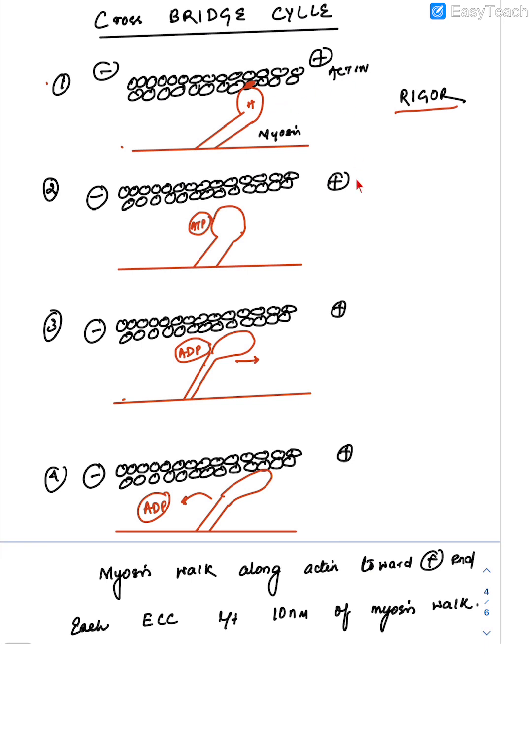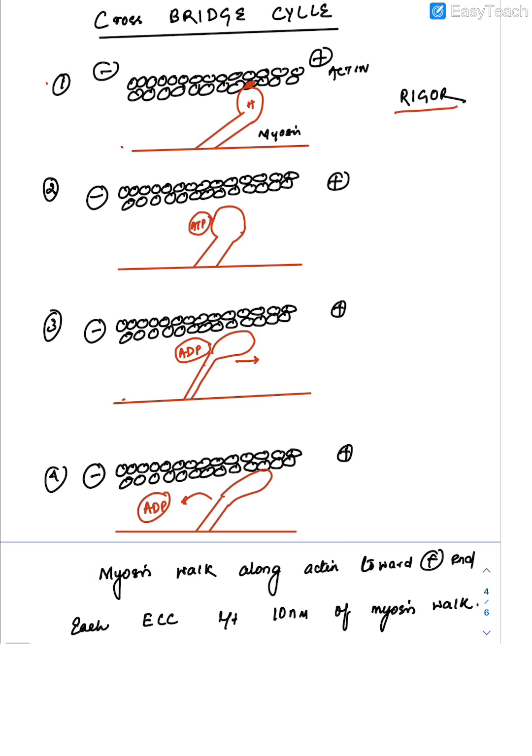Once there is ATP in the picture, ATP comes and binds to the myosin head and this releases myosin from the initial binding site of actin. This causes a conformational change and the myosin head tilts and moves forward a little towards the positive end of actin. Now the ATP is hydrolyzed to ADP and this myosin head moves towards the positive end and binds to the next actin protein.